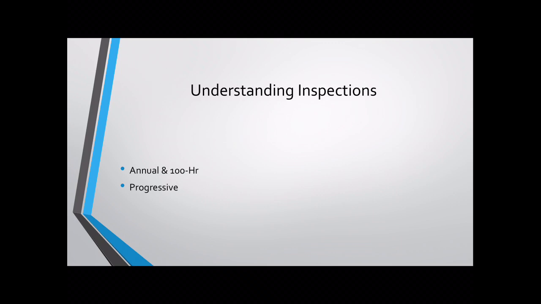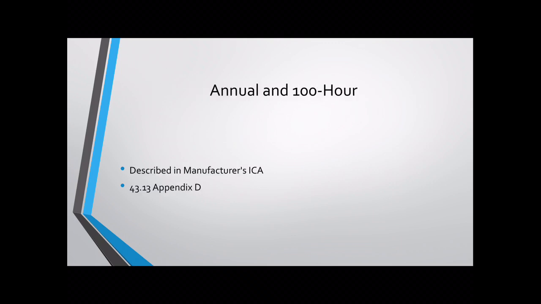I've grouped these together because the annual and 100-hour inspections are effectively the same disposition or the same list of items that must be inspected. The progressive inspection, however, can vary because it is independently negotiated. So let's take a look.